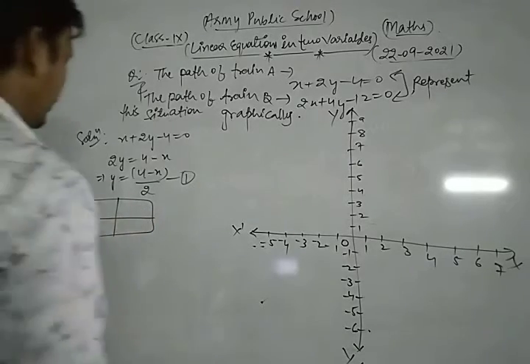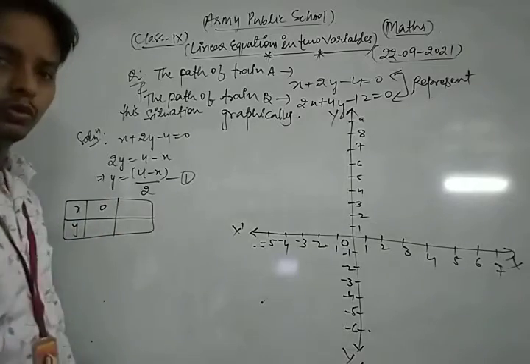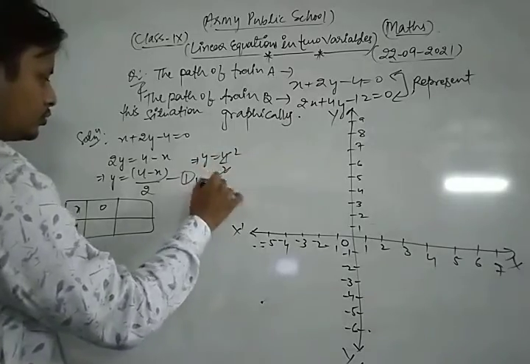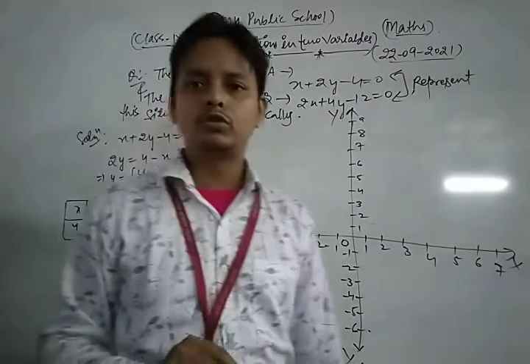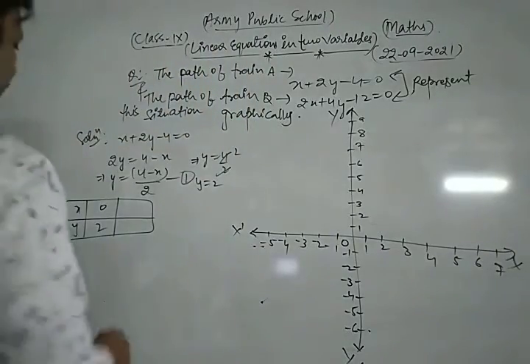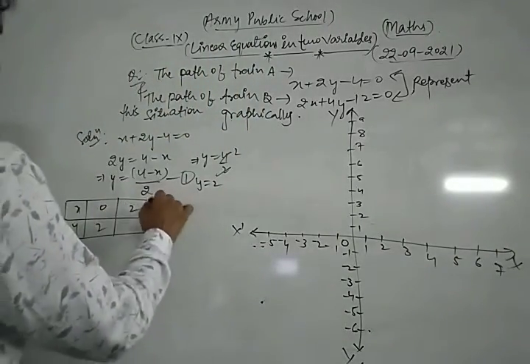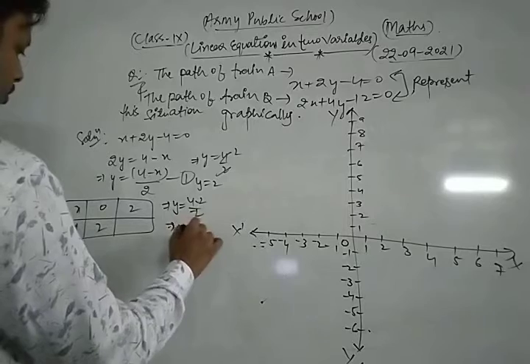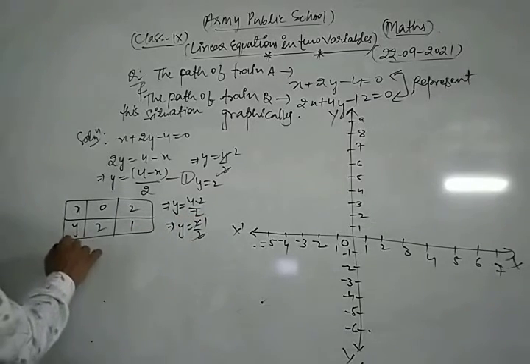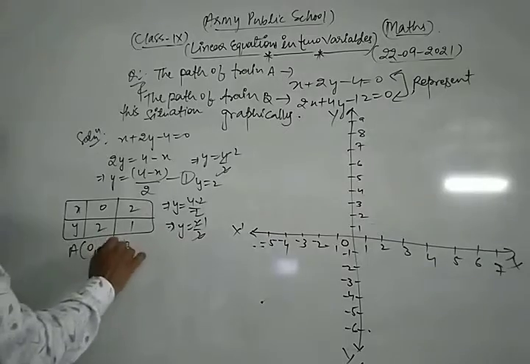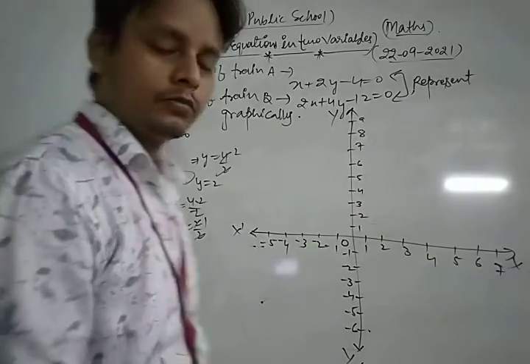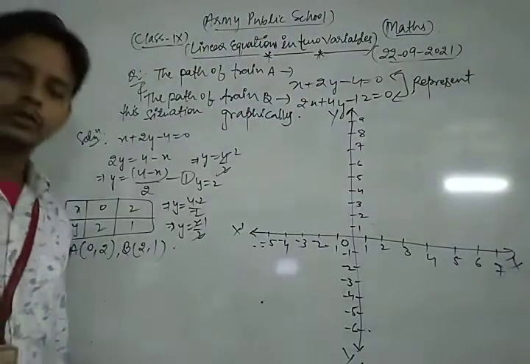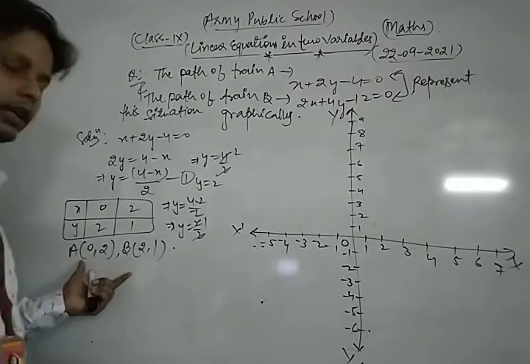Okay, now we take the value of x as 0. If we take the value of x as 0, then y is 4 upon 2, that is 2. So if we put x equal to 0, we get y equal to 2. Similarly, if we put x equal to 2, we get y equal to 4 minus 2 upon 2, that is 2 upon 2, that is 1. So in this way, the required point A is 0, 2 and B is 2, 1. So in this way, dear students, with the help of equation 1, we find the 2 points.